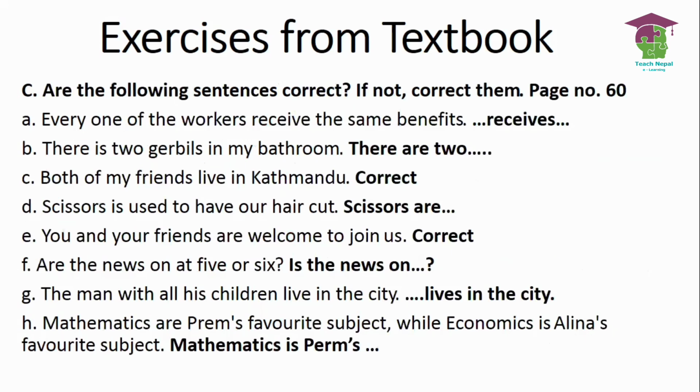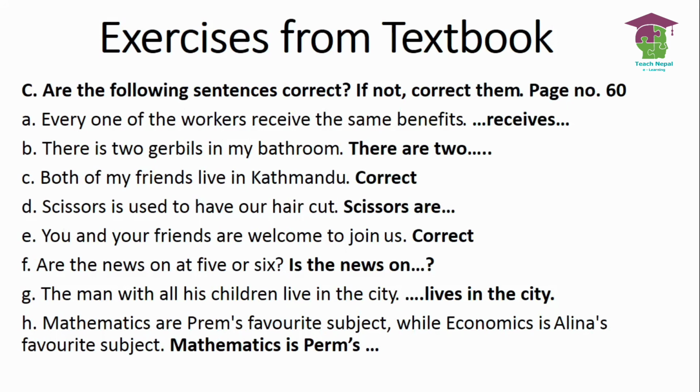So next exercise from page number 60 again, number C. Now are the following sentences correct? If not, correct them. Find which sentences are correct; number C is correct and number E is correct, others are not correct. Okay, now I have corrected it here. Please correct it using these verbs which I have written in bold form here. Okay, every one of the workers receive the same benefit. So here you need to write every one of the workers receives the same benefit. Here everyone is an indefinite pronoun, so with an indefinite pronoun we have to use a singular verb.